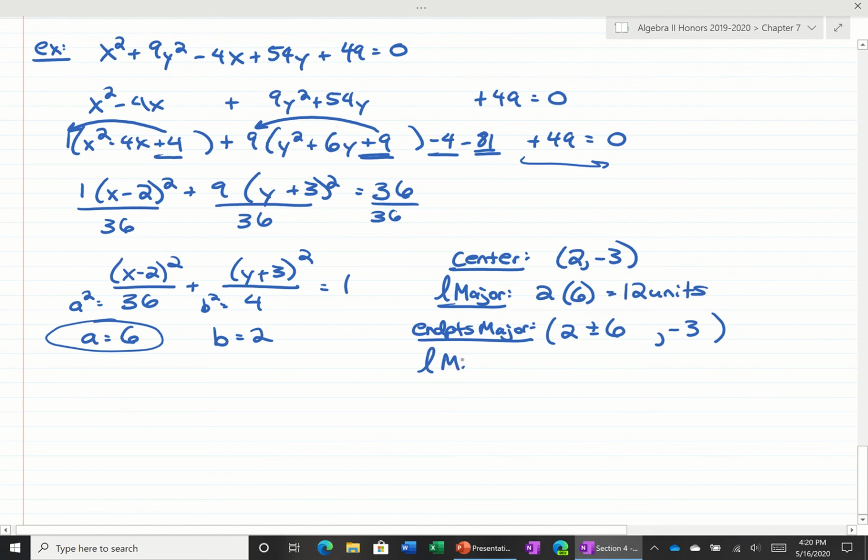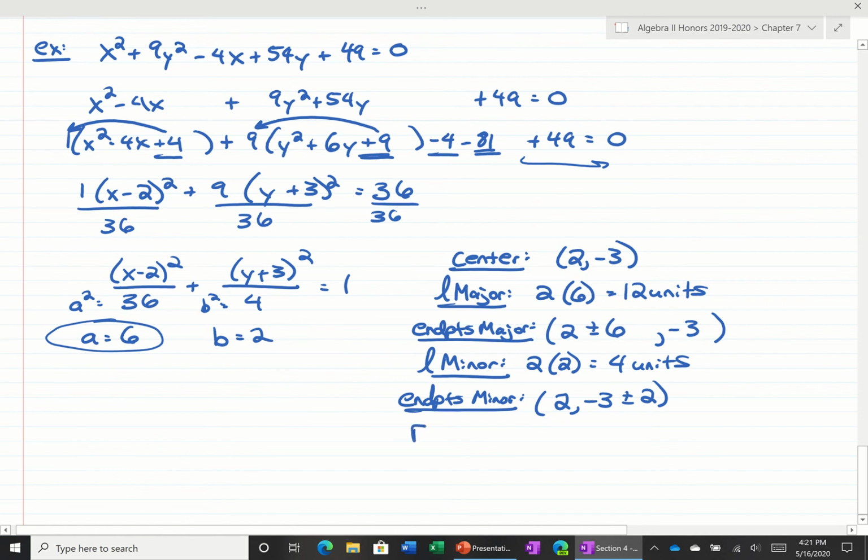The length of the minor axis would be 2 times b, or 4 units. The endpoints of the minor would be 2 comma negative 3, but because we're going up and down, you would add and subtract 2 to the y value.